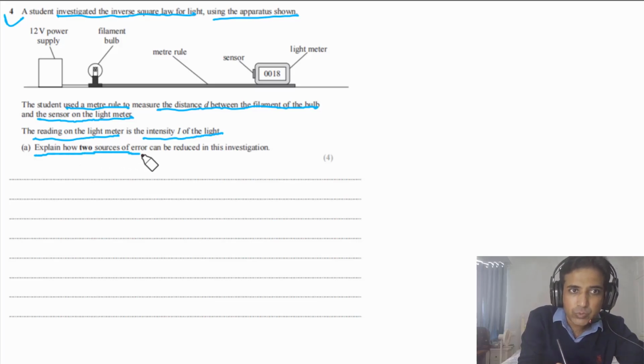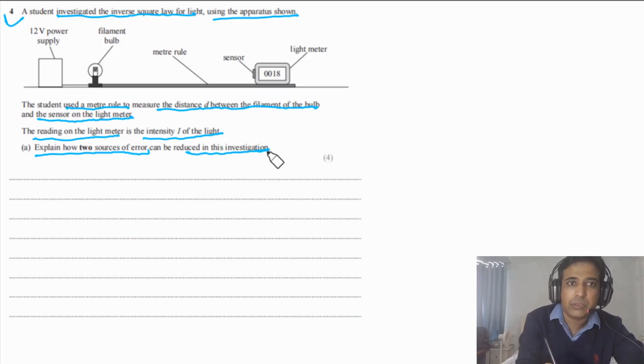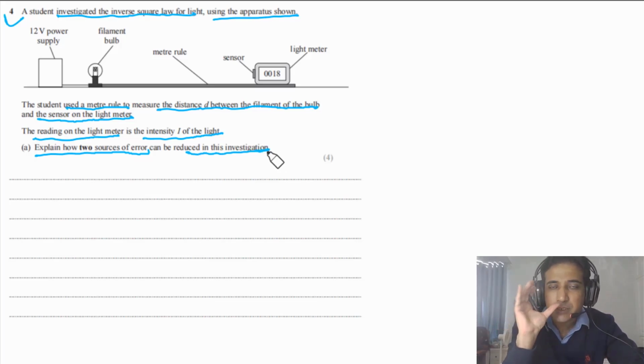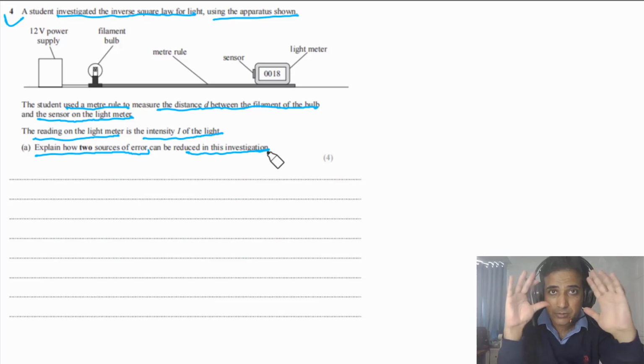Explain how two sources of error can be reduced in this investigation. So first of all, we need to understand this experiment is about light. Any experiment where light is involved means light experiments should be done in a dark room. So this is one thing you can say: the experiment should be done in a dark room, because external light will affect the results.